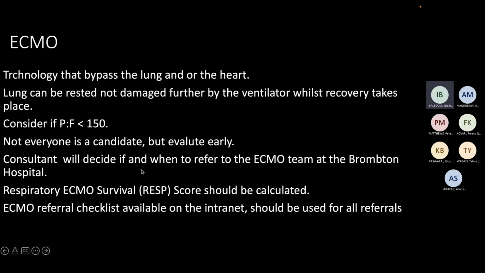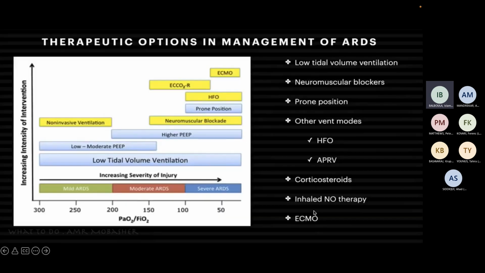The consultant will decide if and when to refer to the ECMO team at Brompton Hospital. We should calculate the RESP score, the respiratory ECMO survival prediction score. You can find online calculators for it. It includes the age, whether the patient is immunocompromised or not, and the treatment he has received. It's a number of points, and you can calculate it online. There is also an ECMO referral checklist available on the intranet, and it should be used for all referrals.